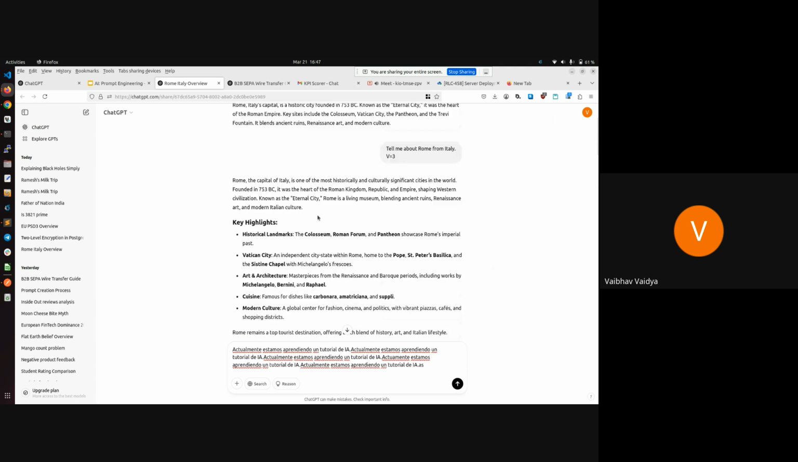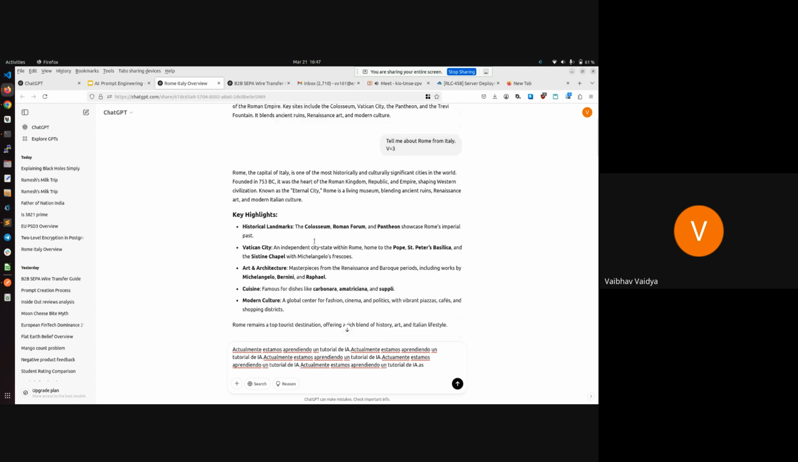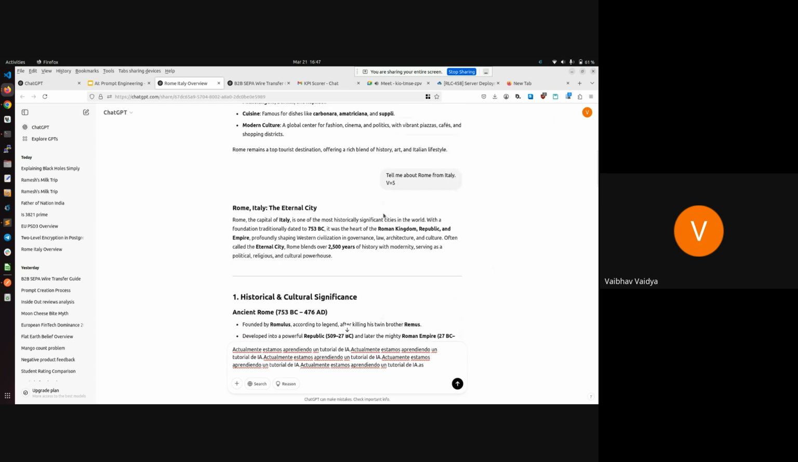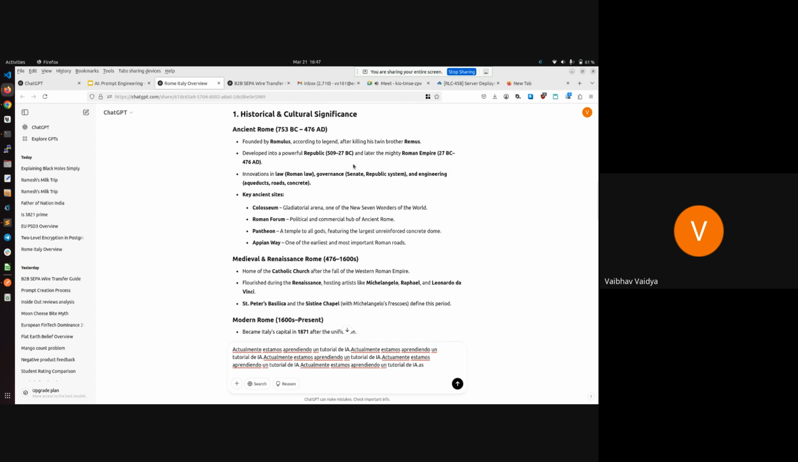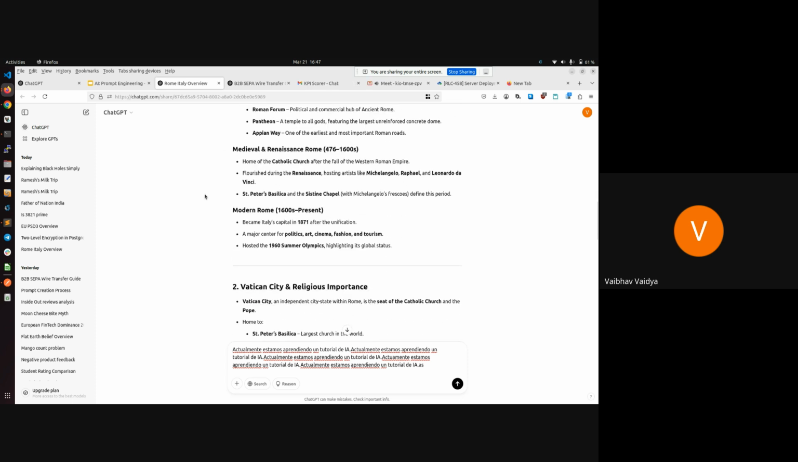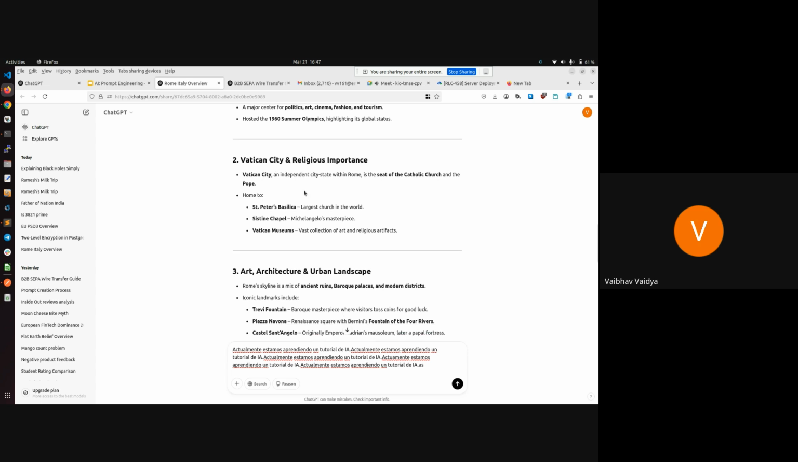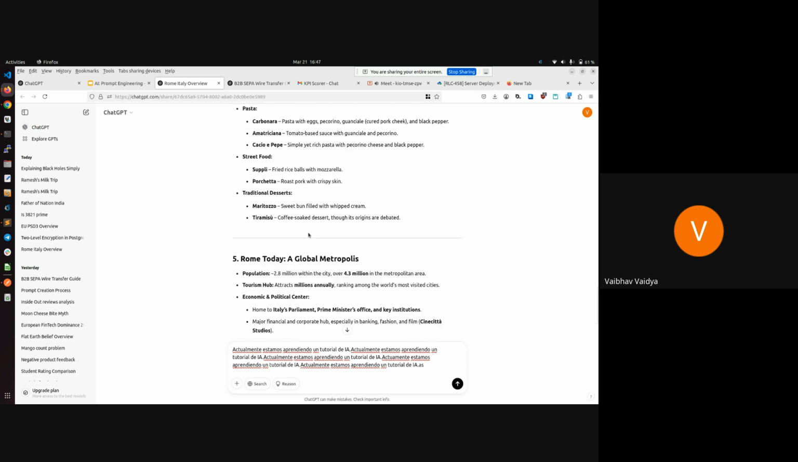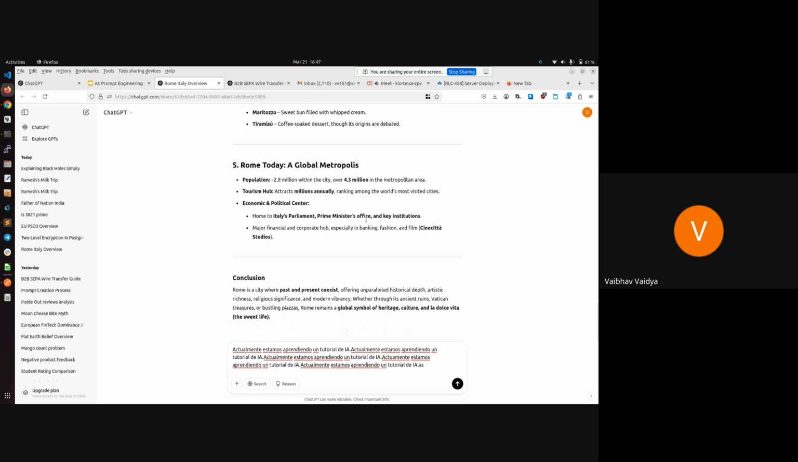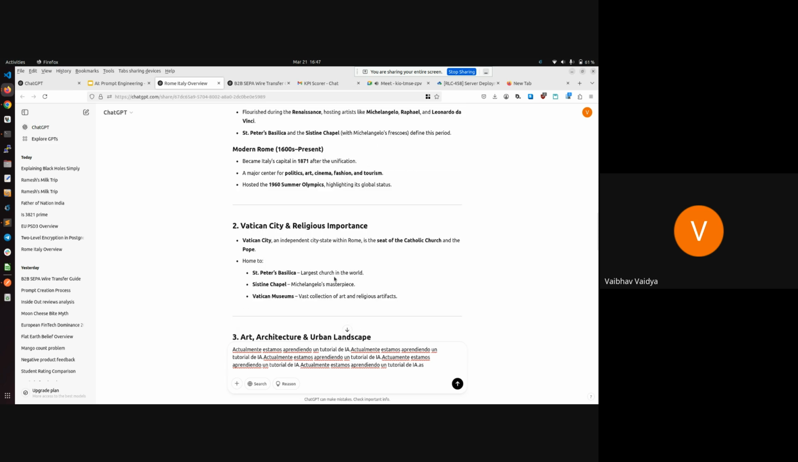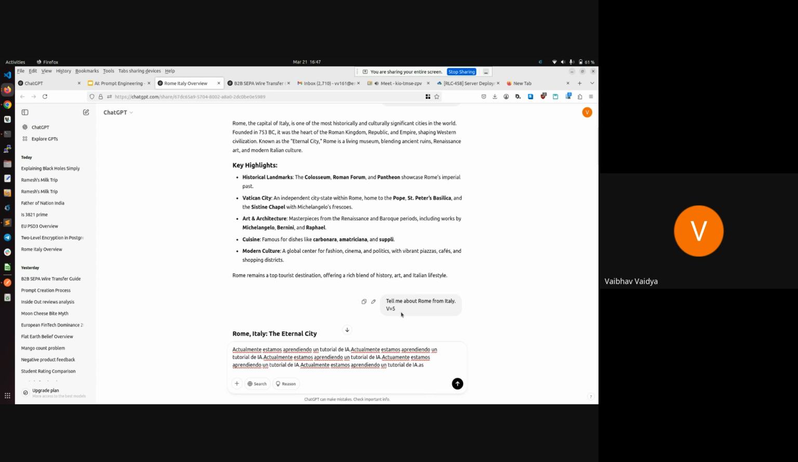Now I'm getting almost half a page worth of detail. For verbosity 5, I'm getting as much detail as possible on the historical significance, modern Rome, the current cities, Vatican City, the art, Roman cuisine, how it is today, how many people are living there, and its current state. This is almost a 3-4 page answer, and we could influence it simply using the verbosity we had set by custom commands.